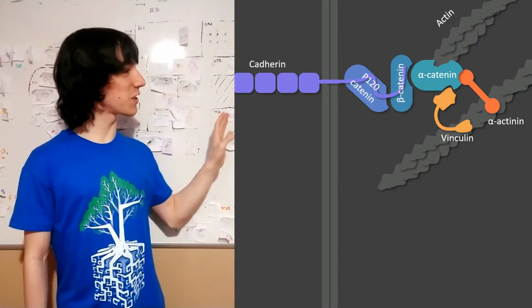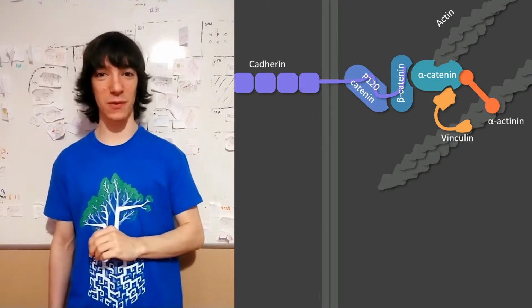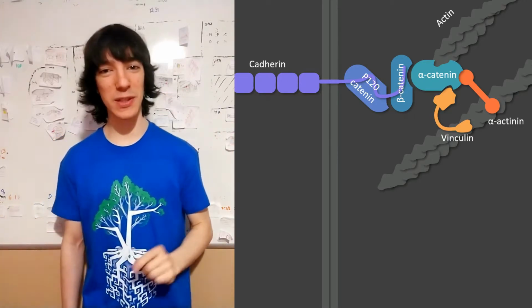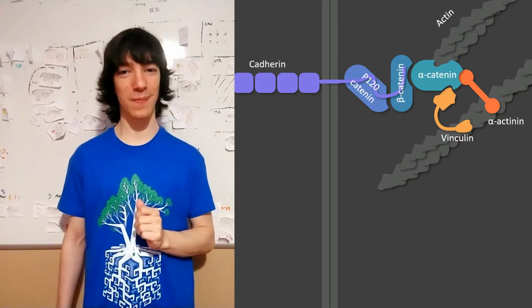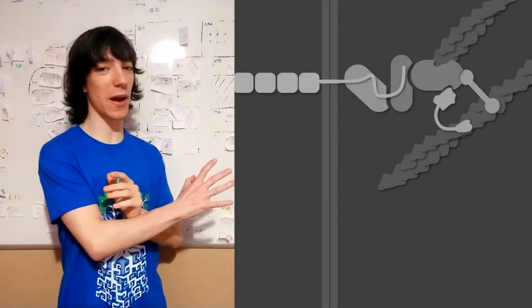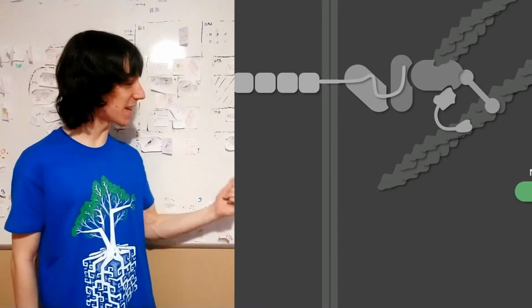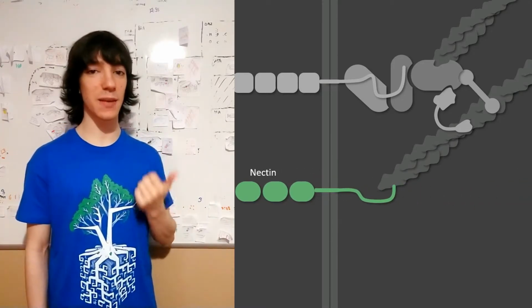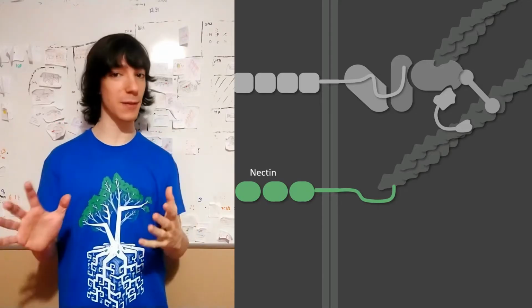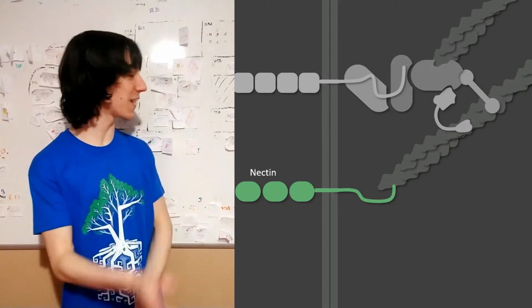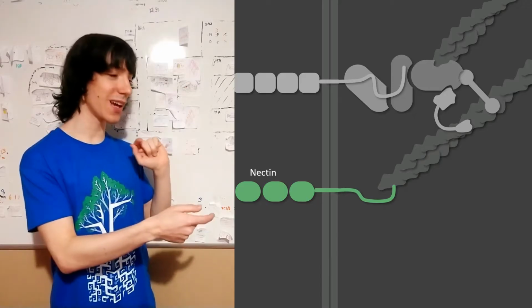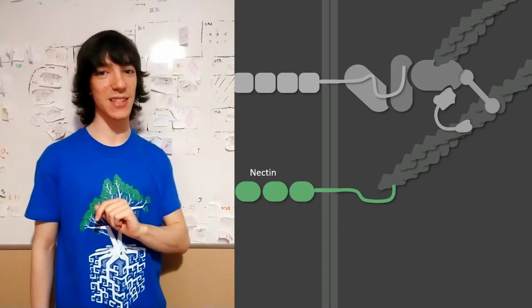This is all I wanted to mention about cadherins in adherence junctions, but they are not the only transmembrane protein in there. So let's grey it out for now and talk about the other transmembrane protein, nectin. Nectin is an immunoglobulin, kind of like antibodies, but involved in cell-to-cell adhesion. It will interact with other nectins in the neighboring cell.